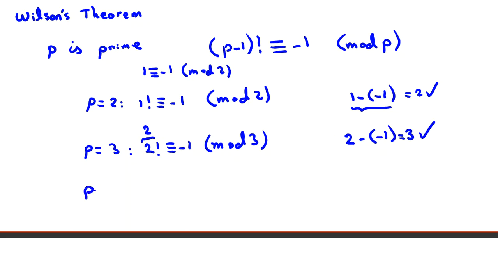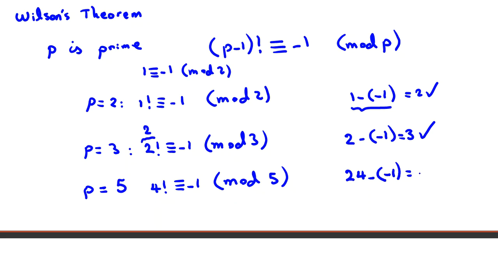Let's check one more, for example, P equal to 5. 4 factorial is congruent to negative 1 mod 5. So if we check 4 factorial mod 5, it's 24. 24 minus negative 1, if we check with this way, is 25, a multiple of 5. So Wilson's theorem is this. In this video, we want to only check the application of Wilson's theorem. Now you know what it is, but you don't know the proof.